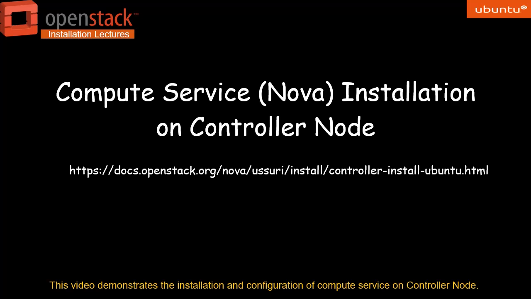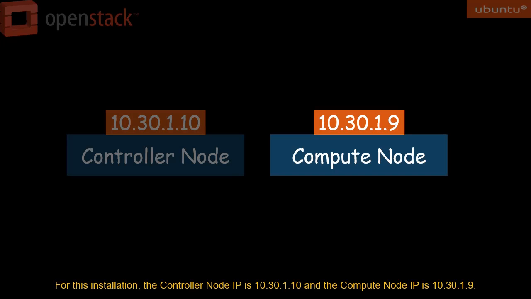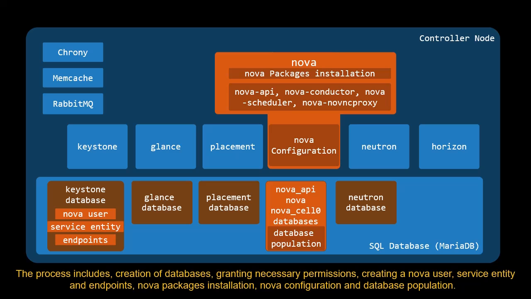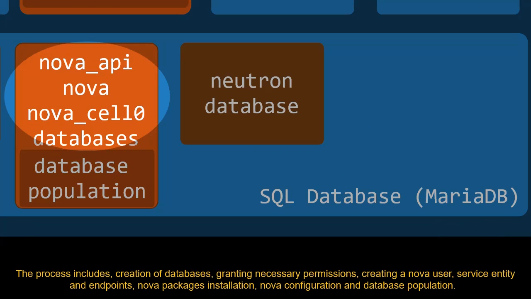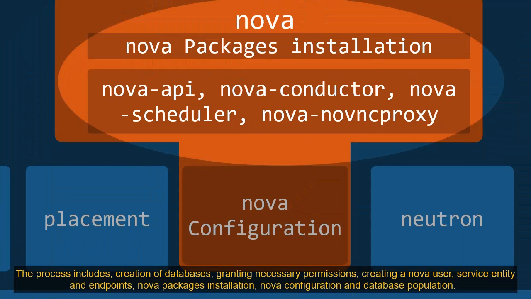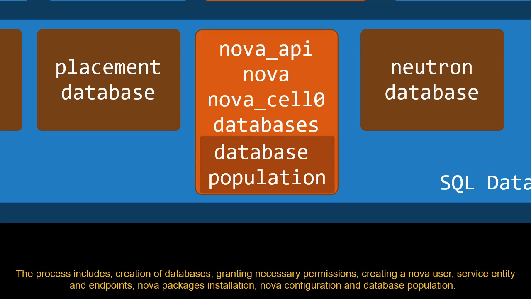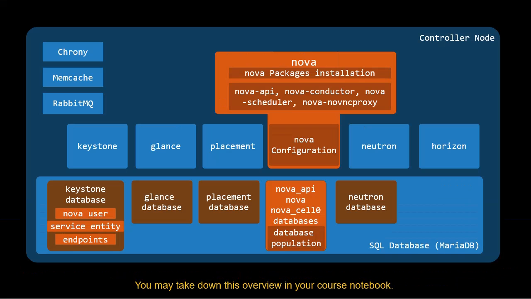This video demonstrates the installation and configuration of compute service on controller node. For this installation, the controller node IP is 10.30.1.10, and the compute node IP is 10.30.1.9. The process includes creation of databases, granting necessary permissions, creating a Nova user, service entity, and endpoints, Nova packages installation, Nova configuration, and database population. You may take down this overview in your course notebook.